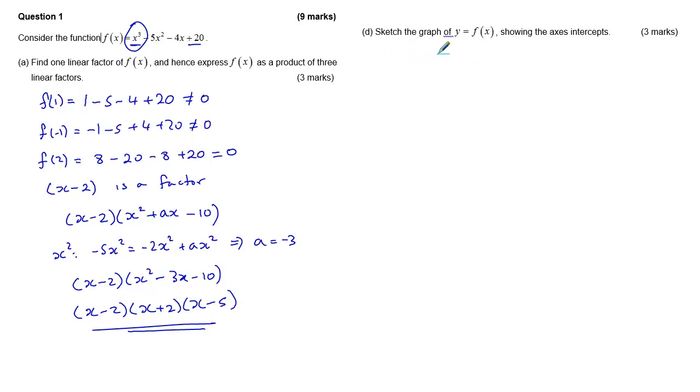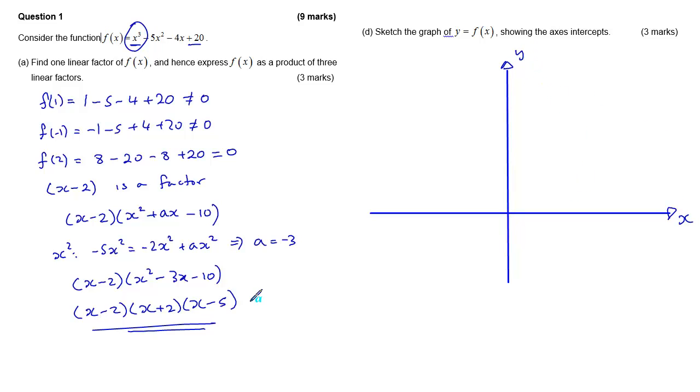So we now want to sketch the graph of y equals f of x showing the axes intercepts. So we have our x-axis over here and our y-axis up here. And from here we can see the x-intercepts are at negative 2, 2 and 5. And there's a y-intercept here at 20.